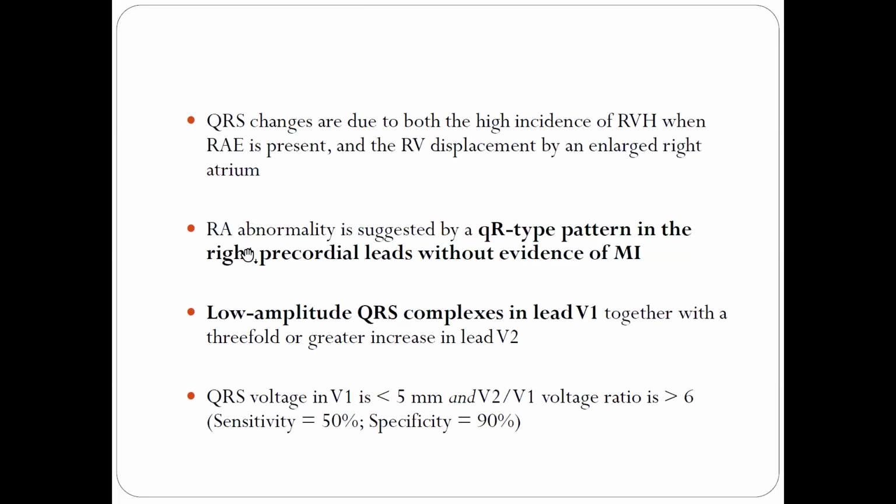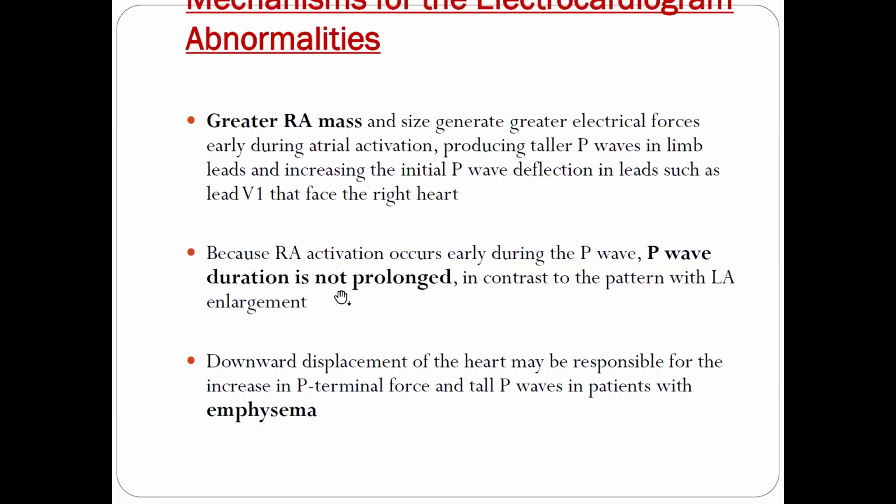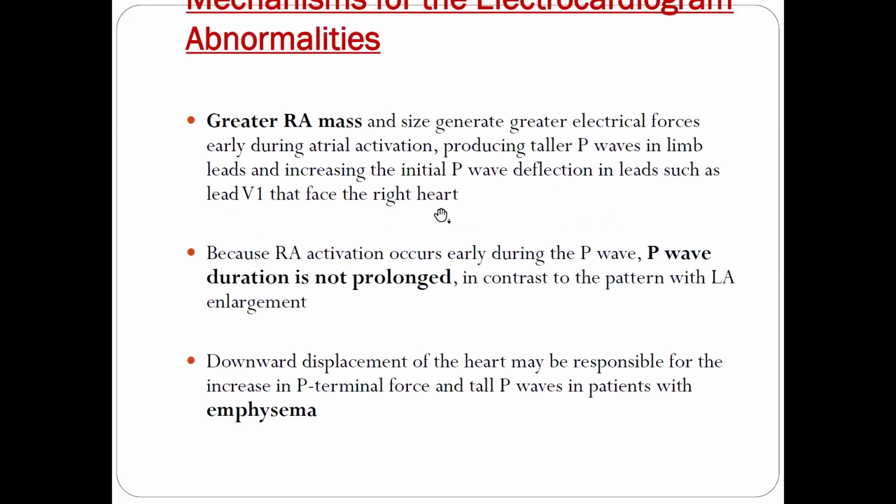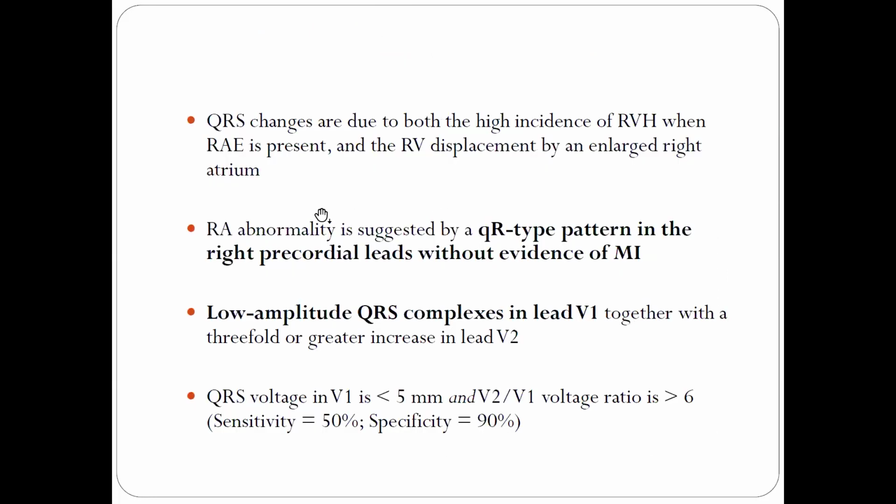Normally, if there is right atrial enlargement, many times the patients are found to have right ventricular enlargement as well, because the common causes of right atrial enlargement, mainly pulmonary hypertension, are also responsible for right ventricular enlargement. Also, the right atrial enlargement pushes the ventricles downwards, so the changes will occur similarly.